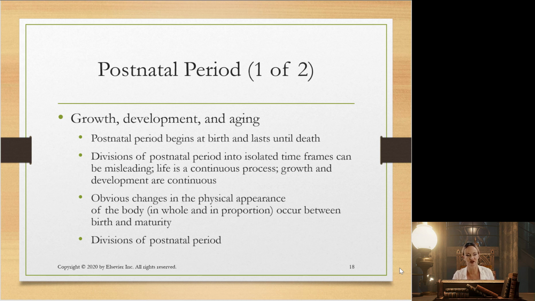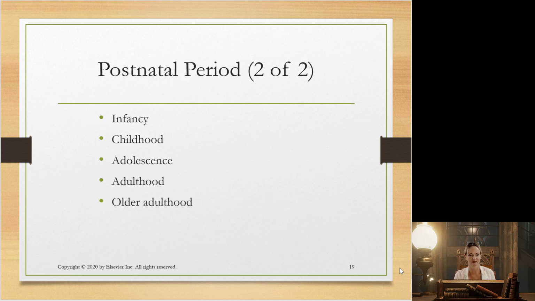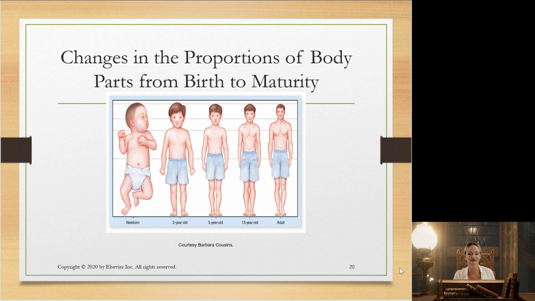Gradual changes in the physical appearance of the body as a whole and in relative proportions of the head, trunk, and limbs are quite noticeable between birth and adolescence. So what are our postnatal periods? Infancy, childhood, adolescence, adulthood, and older adulthood. So here you can see from a newborn to 2 to 5 to 13 to an adult. It's dramatic.